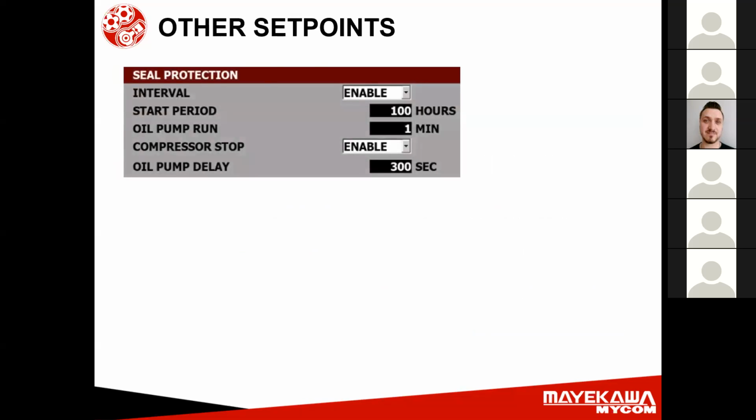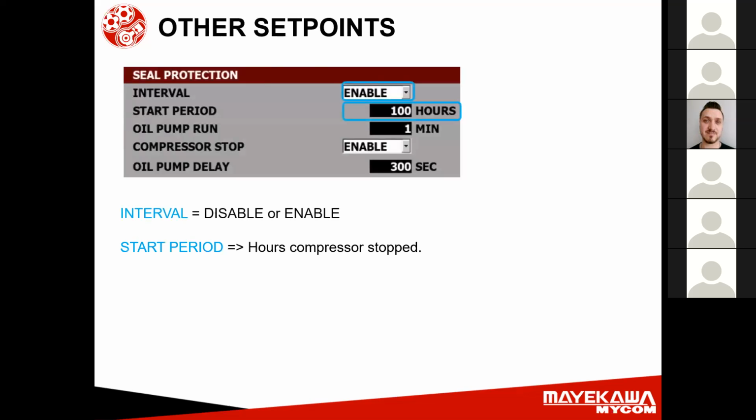The compressor oil seal protection feature is active from system configuration page 2. The feature provides intermittent operation of the oil pump. Seal protection functions include interval: select enable to activate the intermittent operation of the oil pump parameters. The start period sets the interval of the oil pump intermittent operation.